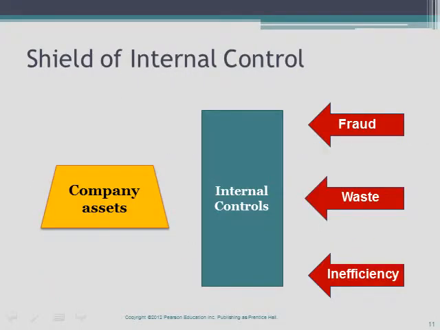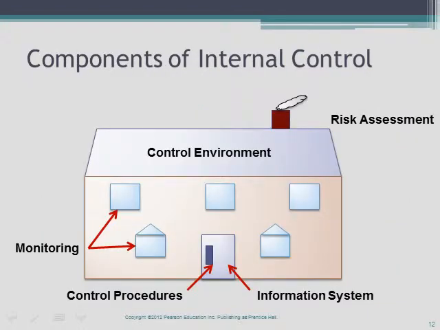This diagram depicts the shield that internal controls provide for an organization. Protected by this shield, which provides protection from fraud, waste, and inefficiencies, companies can do business in a trustworthy manner that ensures public confidence, an extremely important element in maintaining the stability of financial markets around the world. So, internal control can be broken down into these 5 components: control environment, risk assessment, information system, control procedures, and then monitoring.